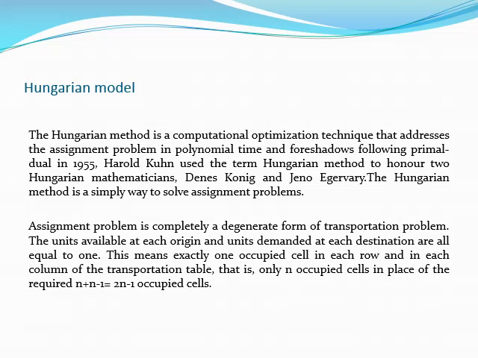Hungarian model. The Hungarian method is a computational optimization technique that addresses the assignment problem in polynomial time and foreshadowed the primal-dual method in 1955. Harold Kuhn used the term Hungarian method to honor two Hungarian mathematicians, Dénes Kőnig and Jenő Egerváry.